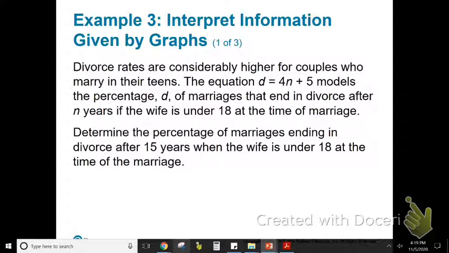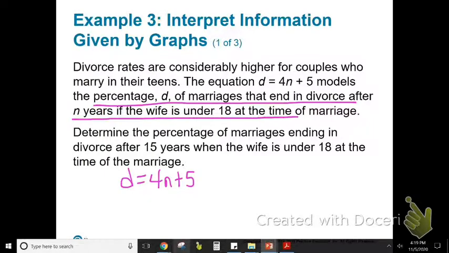Let's make sure we identify what our variables are. So D is equal to 4n plus 5. What does D represent? Well, it says models the percentage D of marriages that end in divorce. So D is the percentage of marriages that end in divorce. What is n? n is years if the wife is under 18 at the time of marriage. So it's after how many years when the wife is under 18 at the time of marriage.